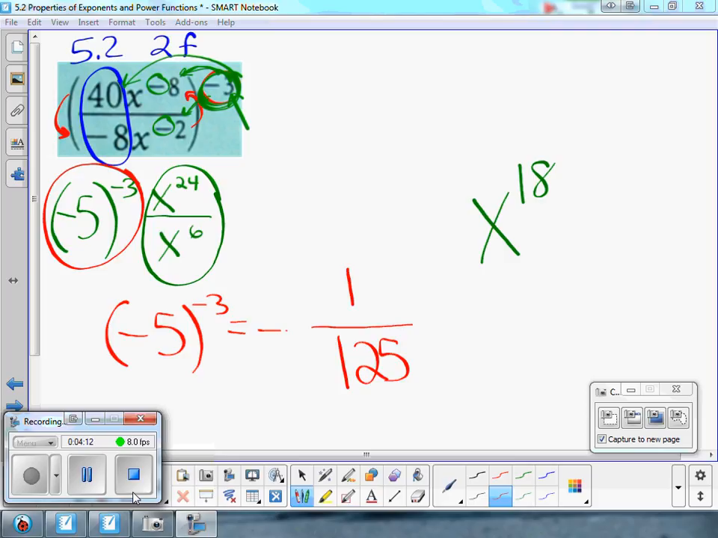So we have the part in red and the part in green smashed together. So if you want to just smash them together like this, you could. The coefficient is -1 over 125, which is 0.008. And then the variable part is x to the 18th. If you want to write it as a fraction instead of this coefficient being separate, it would be negative. The x to the 18th stays up top, and the 125 would go to the bottom. So that's where I got my final answer. That's one way of doing the problem.